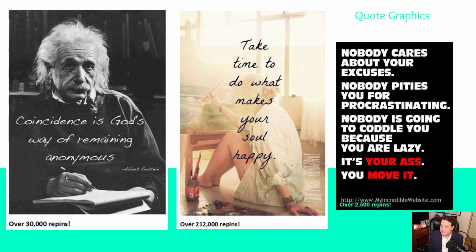Okay, quote graphics like this are easily relatable. They're kind of fun to look at, and they attract attention and clicks. And the other thing I wanted to show you is the darker one here, the white on black image: "Nobody cares about your excuses, nobody pities you for your procrastination, nobody's going to coddle you because you are lazy, it's your ass, you move it," right? Although this has been repinned 2,500 times, it doesn't do as well, because it doesn't have an image behind it, which is, again, the point I want to draw here.